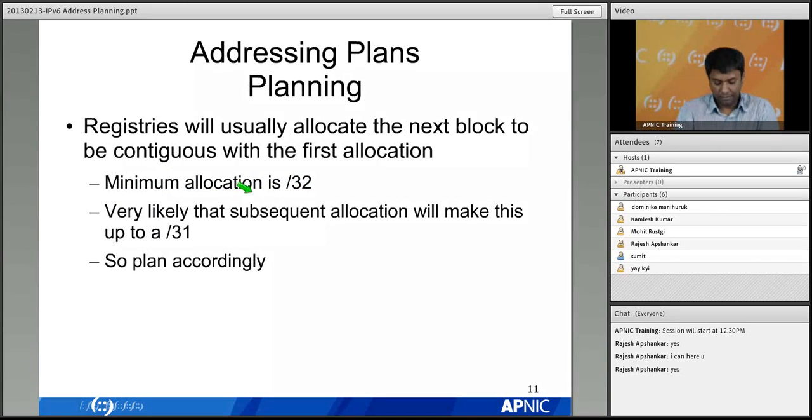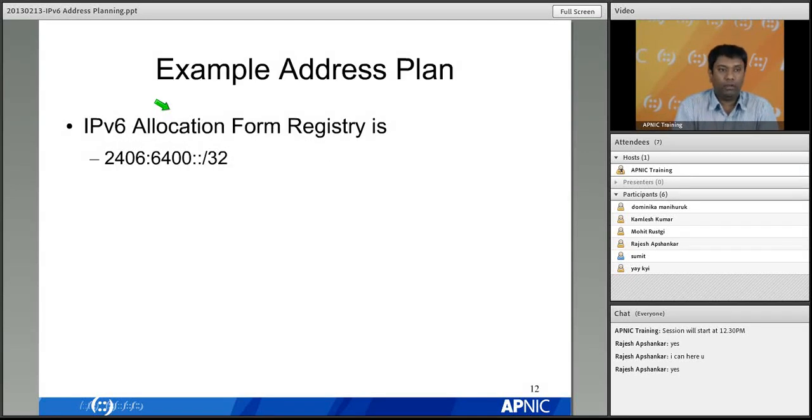Make sense? Okay. As I said, the first time you receive a /32 from the registry, and when you need more in future, you will get another /32, and the two /32s, as I said, will be contiguous, so your total prefix length will be /31. So if this is the plan for the registry to allocate, you should also plan your addressing that way. That is what we discussed in the previous slide.